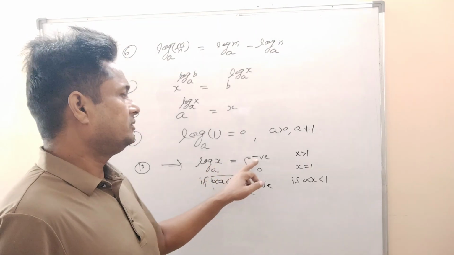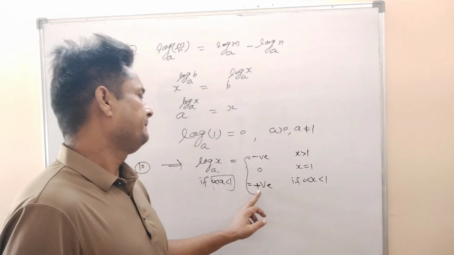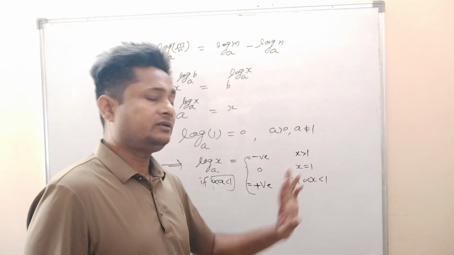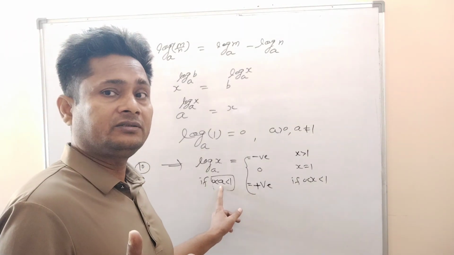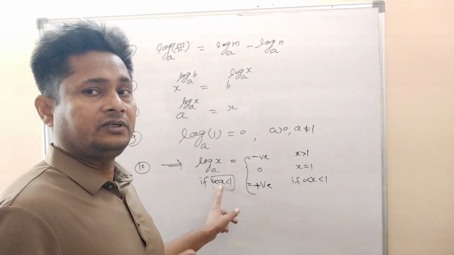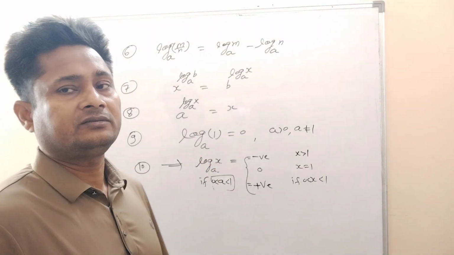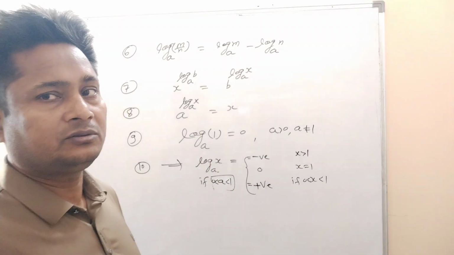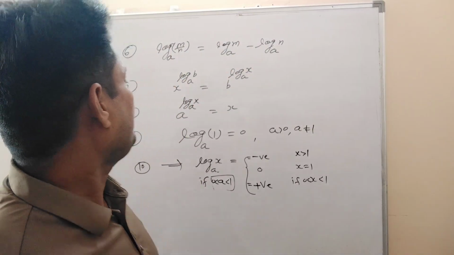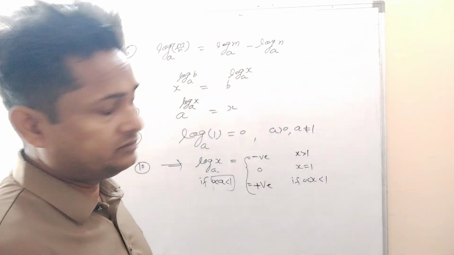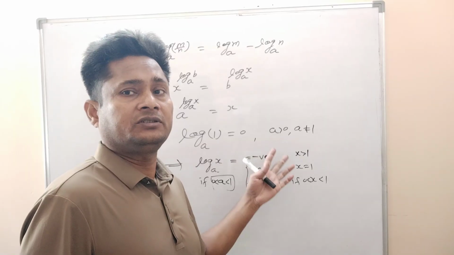Log x base a will always be negative when x is greater than 1. It will give 0 when x equals 1, and its value will always be positive if x lies between 0 to 1. But in this case, base will be what? Base will always be between 0 to 1. Any value you can choose between 0 to 1, like 1 by 2 or 1 by 3, or 2 by 3, whatever, or an irrational value you can take. Right, these are the properties. We will discuss its graph and questions in the next class.